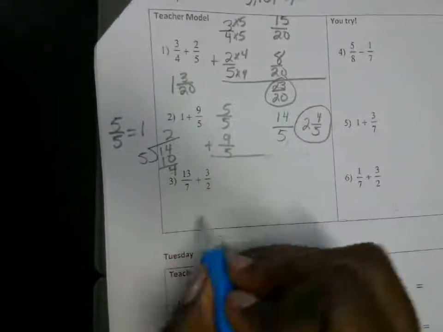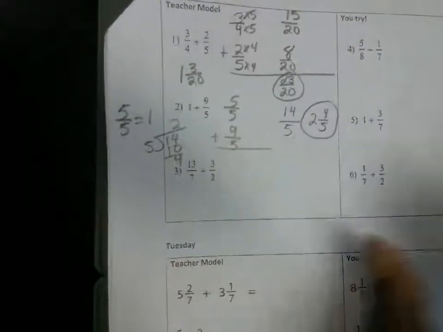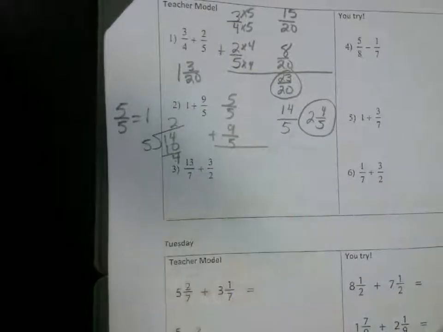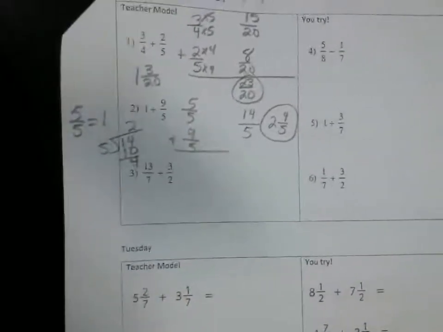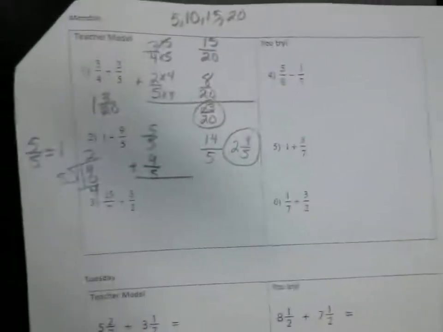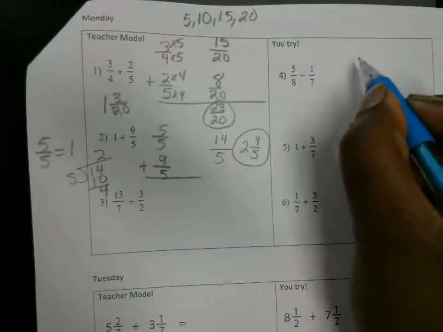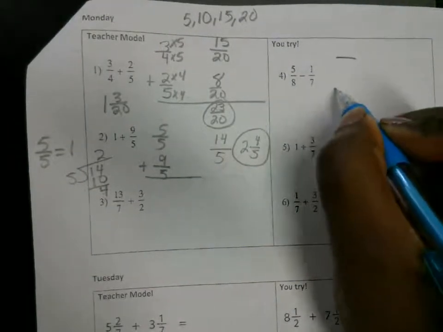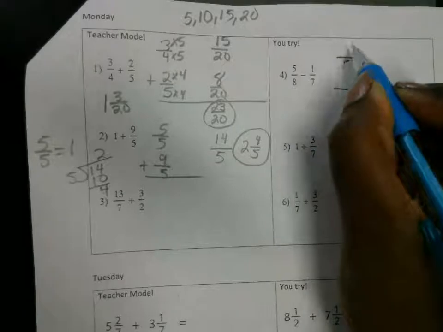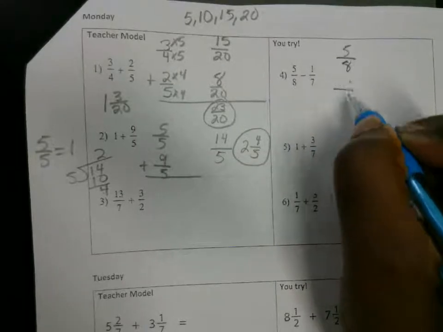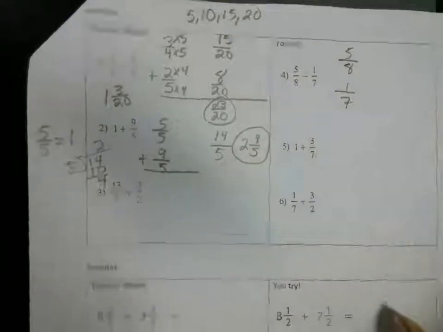Okay, so I'm going to add some more fractions. And I'm going to let you do this one on your own. And I'm going to come over here and do the subtraction problem. You find a common denominator. We've got 5 over 8, and we've got 1 over 7.